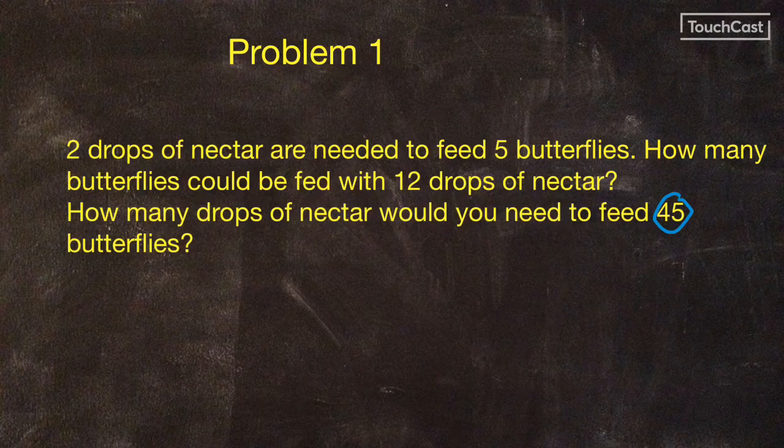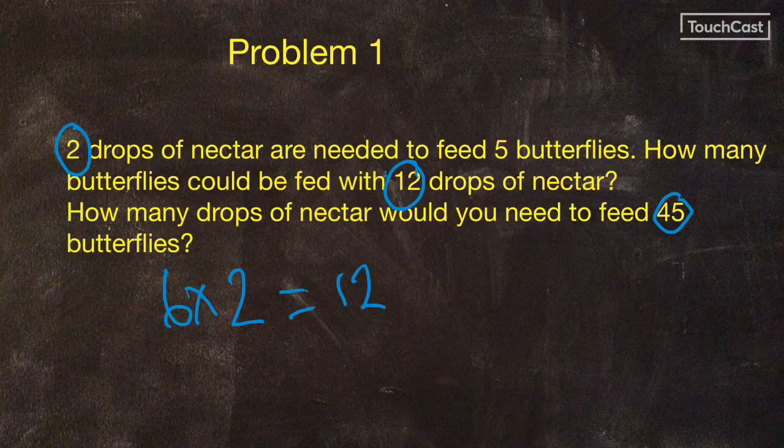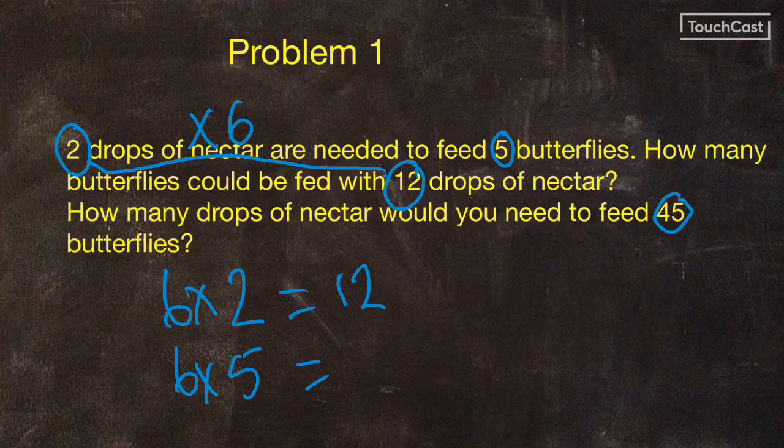Another way that you might have been able to solve that problem, once you did some kind of table or picture, is you might have noticed that 6 times 2 equals 12. So to go from these 2 numbers involves multiplying by 6, and that meant you could look at the butterflies and go, well, 6 times 5 equals 30. So for 12 drops of nectar, there must be 30 butterflies.